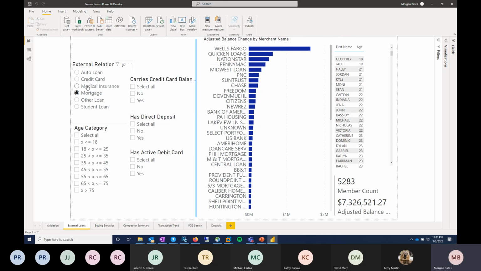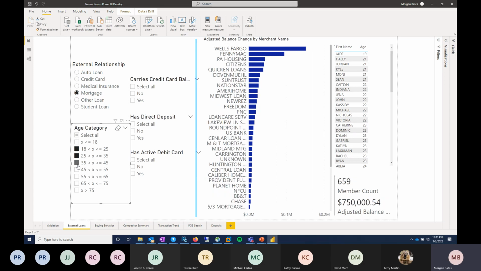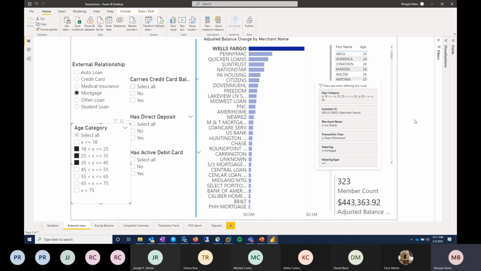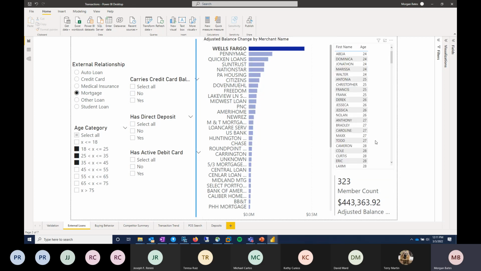Say I want to know about mortgages, and I want to look at members who are between 18 and 45, and they're with Wells Fargo. There are 323 members representing $500,000 worth of payments done in the last 30 days. So obviously this is going to be a very cleansed list here.